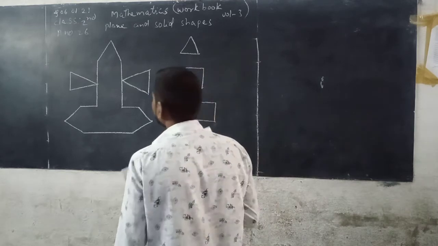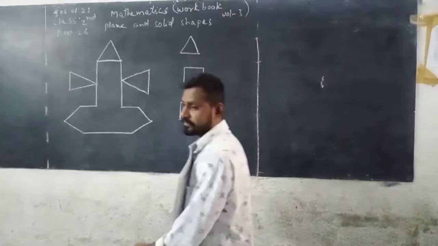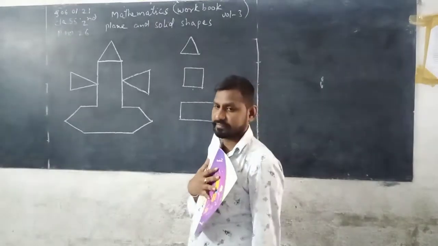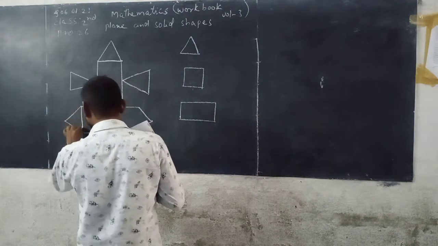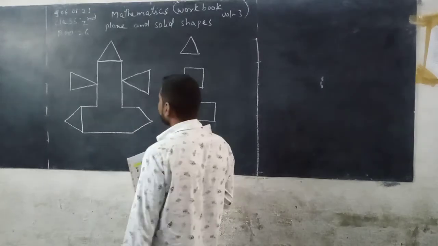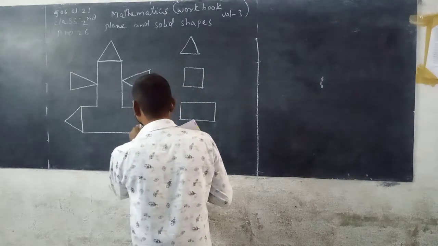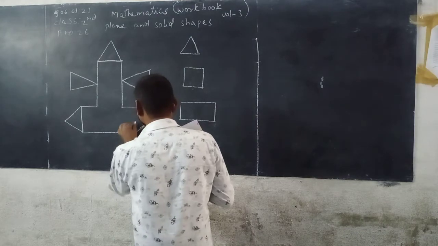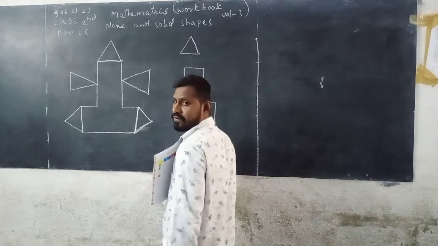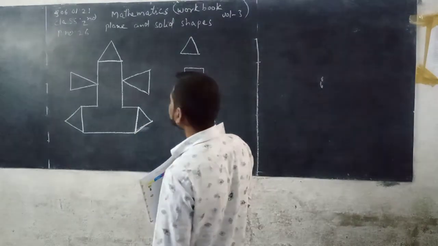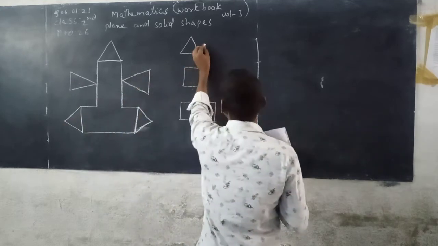See here, this is triangle, draw, everybody draw. Now this is triangle, draw. This is triangle, draw. See here, how many triangles are there? 1, 2, 3, 4, 5. Then here write down 5.